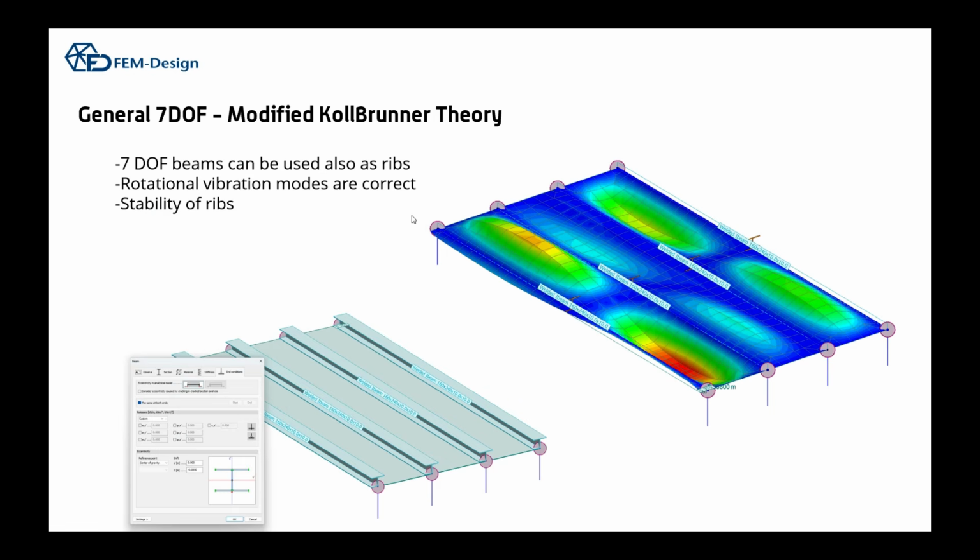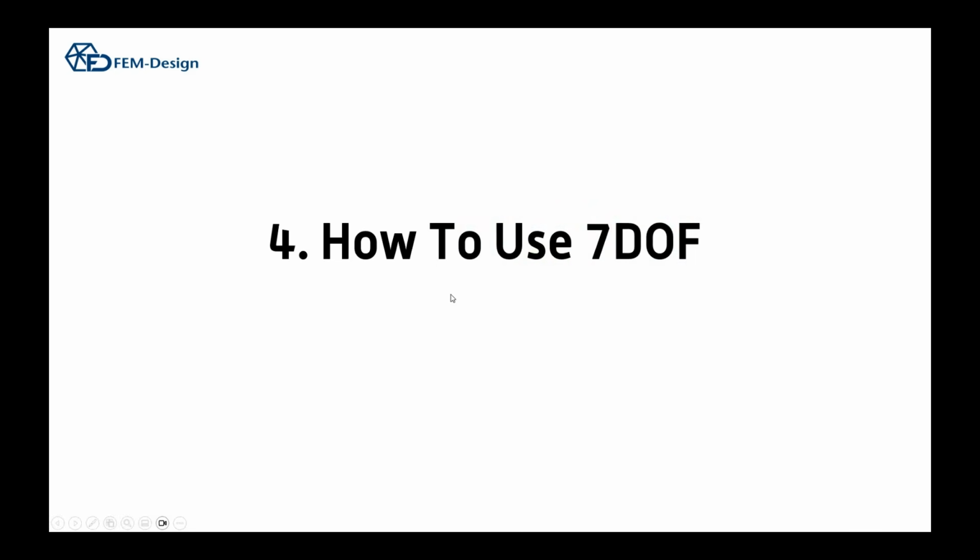And here is the example that we can also use those 7 degree of freedom beam models as ribs. If you have a wall or something and you have ribs, you can use 7 degree of freedom beam models. And now the rotational vibration modes are more realistic, and also you can calculate the stability of these ribs if you're using this. But that's basically our theory, and now we discuss how to use FEM-Design. I'll give a few practical examples of how you can apply this theory and tips on how to use it.